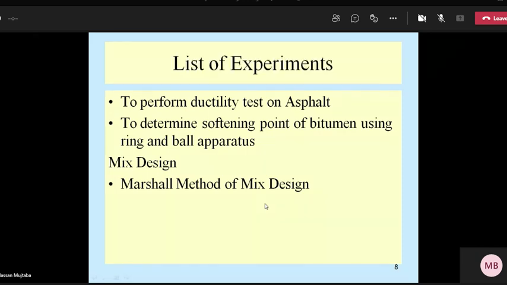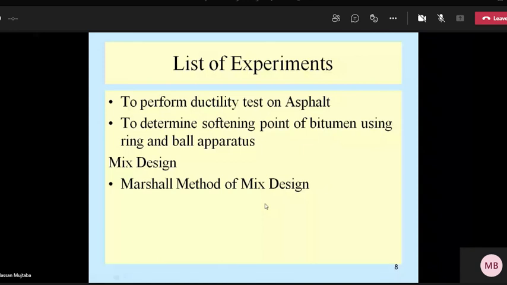So this one that is basically a brief overview. This one is a brief overview regarding the various experiments which you are going to perform in this transportation engineering lab.